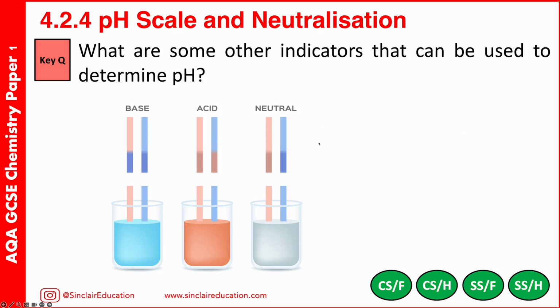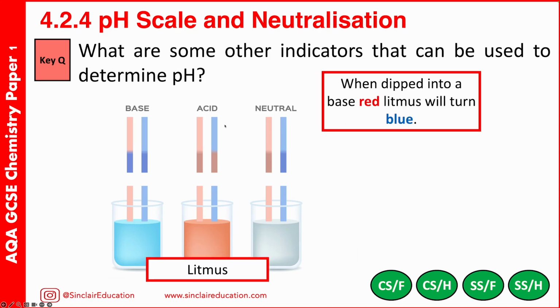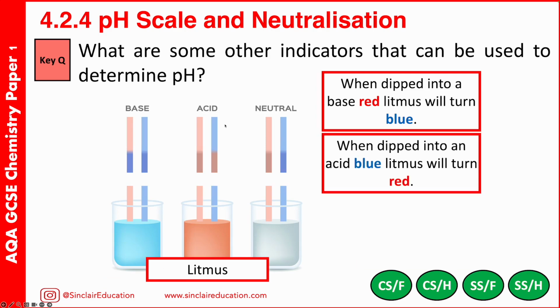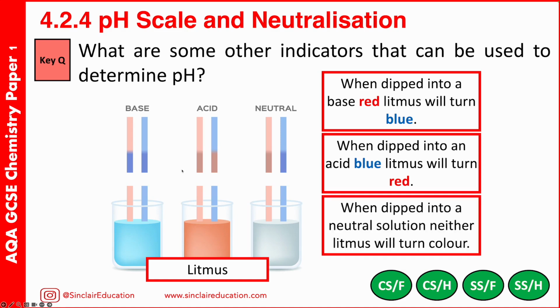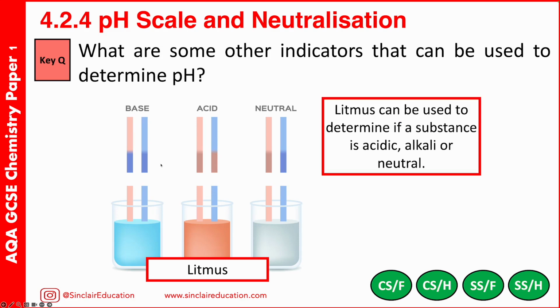But there are other indicators. So litmus is another one we can use, and you have to use them together, red and blue litmus. So we dip red and blue litmus into our test solutions and we observe the colour change that happens to them. If they're dipped into neutral solution, what we'll find is that they will both just stay the colour that they were originally. If they're dipped into an acid, both the ends should come out red, while if they're dipped into a base, both the ends should come out blue.